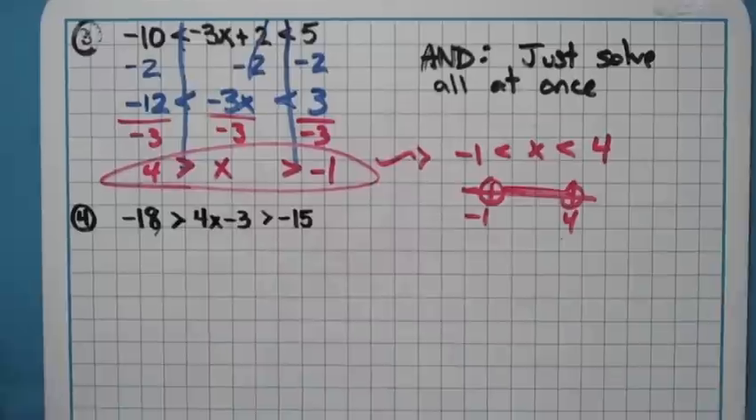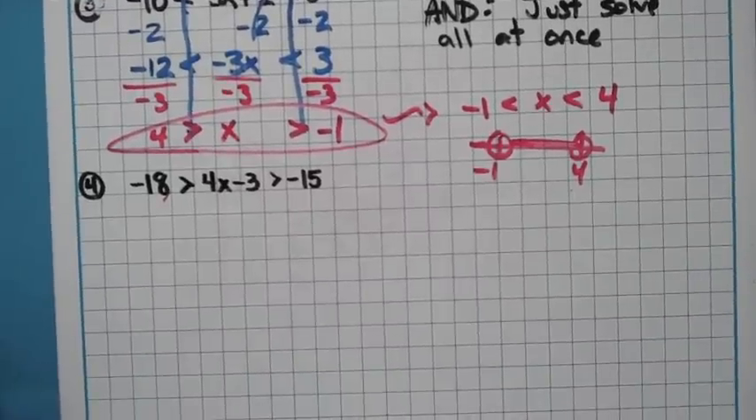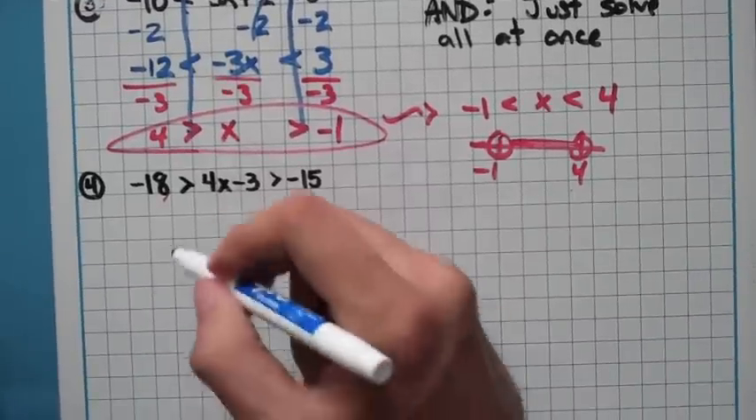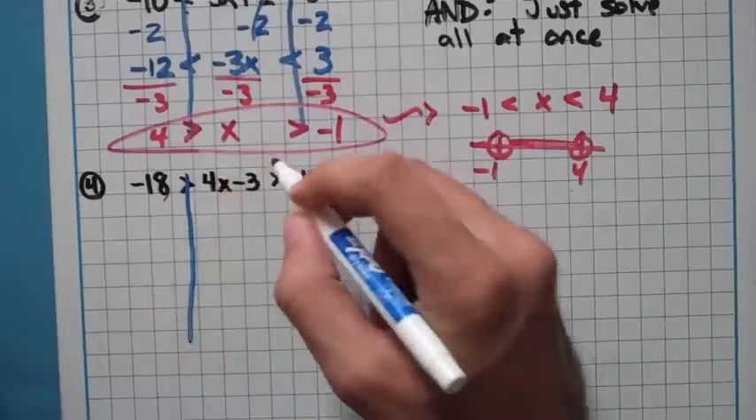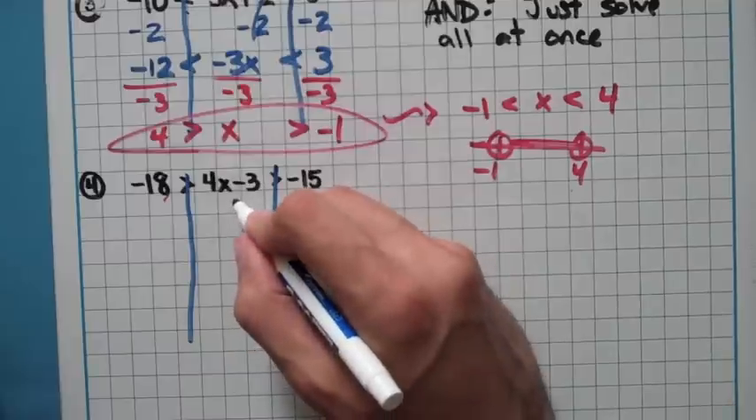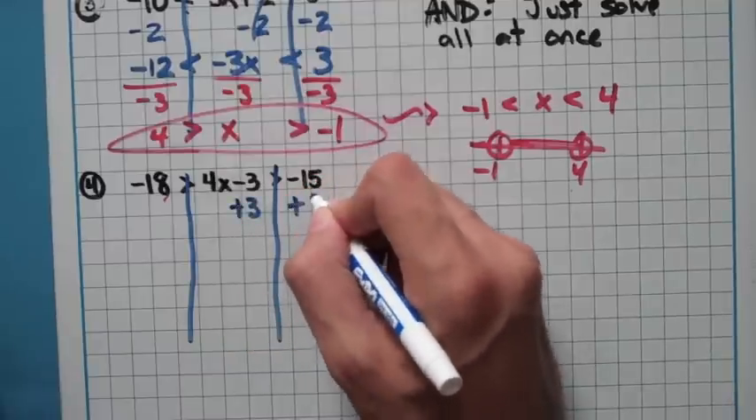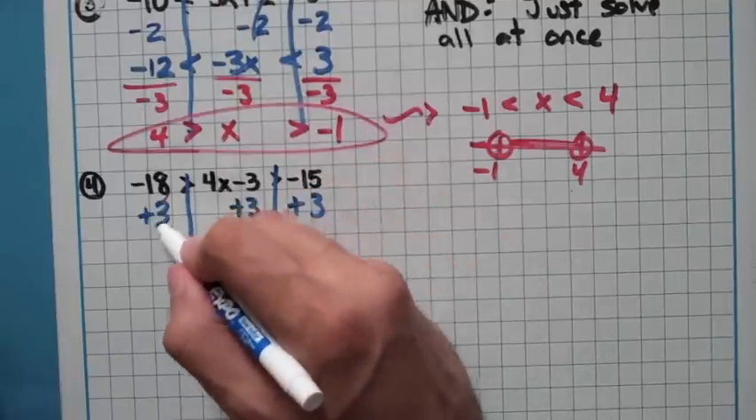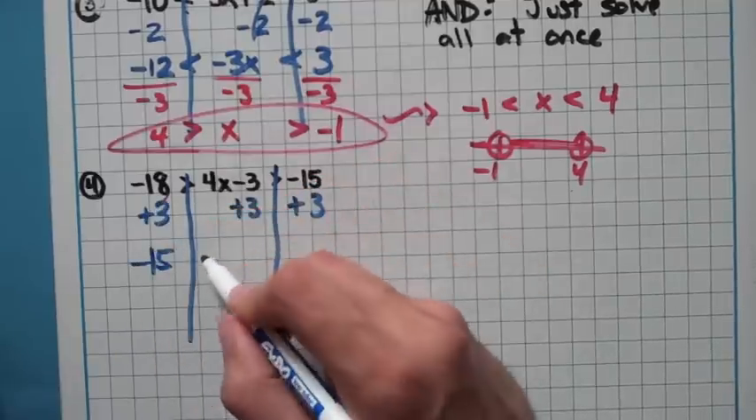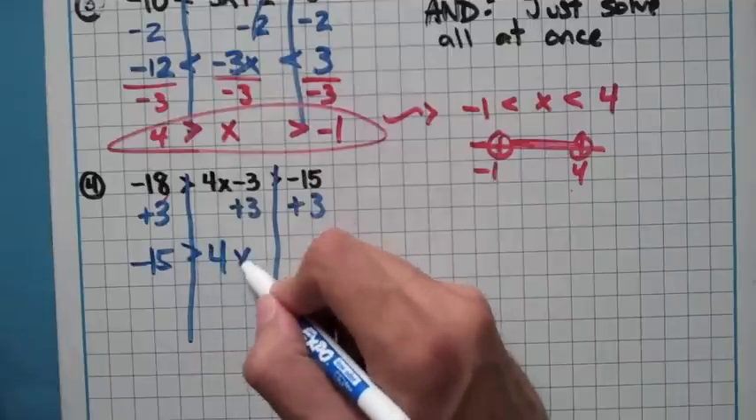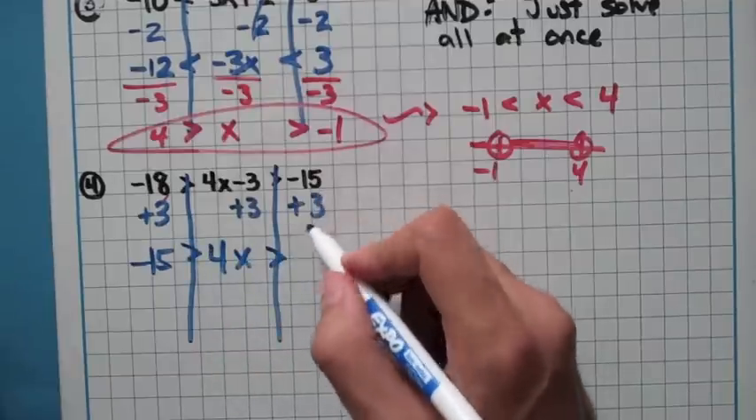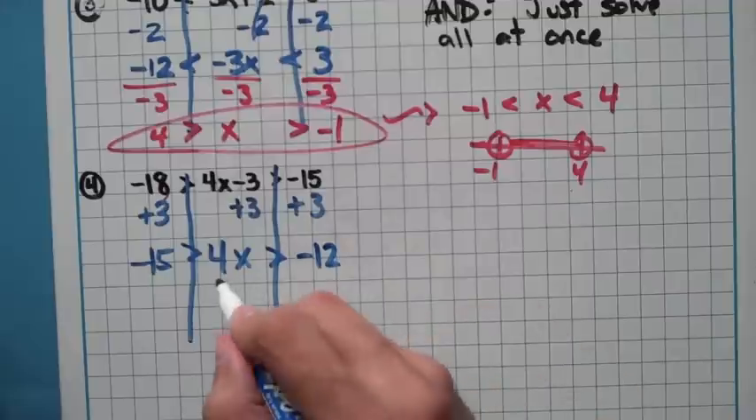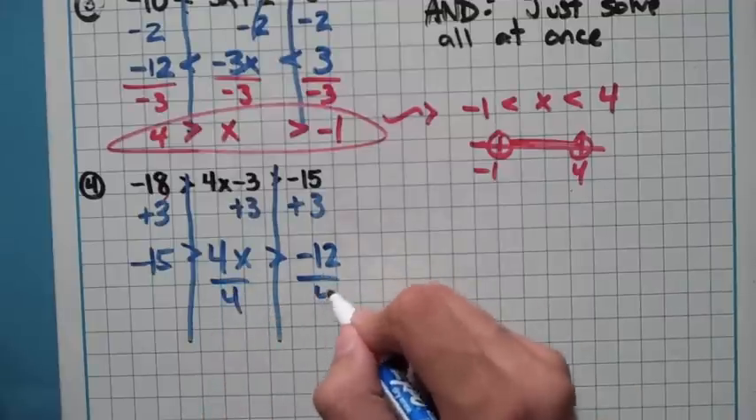Got one more problem in this video here. And same sort of setup. If you want to go ahead and try it for yourself, pause the video and see what you do with it. But I'm going to go ahead and draw my lines. Want to get x by itself, so I'm going to add 3. So we'll end up with negative 15 greater than 4x greater than negative 12. And I'm going to divide everything by 4 here.